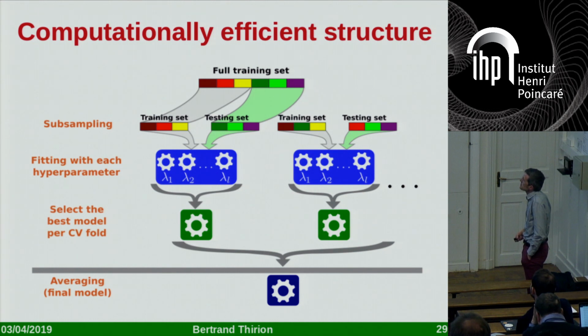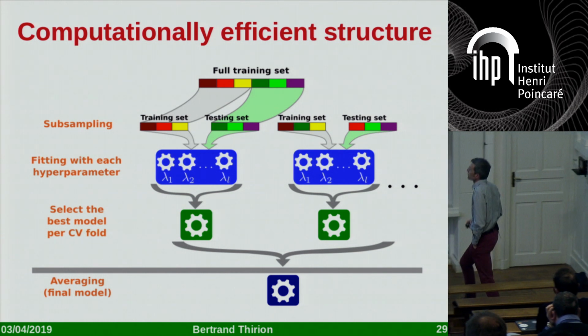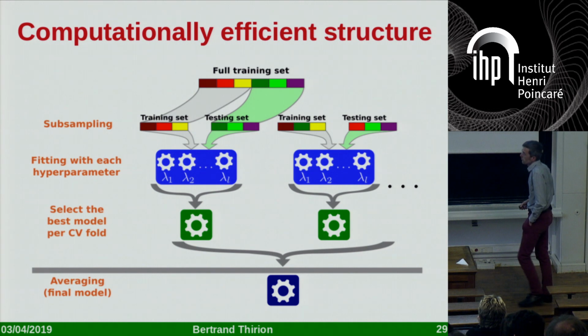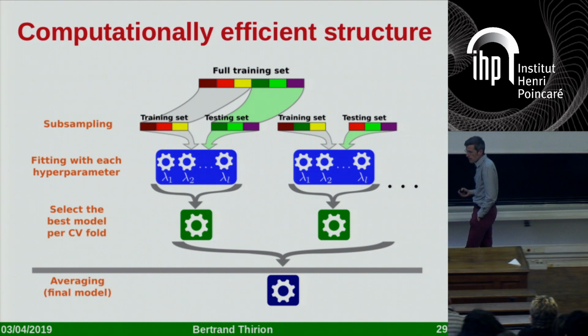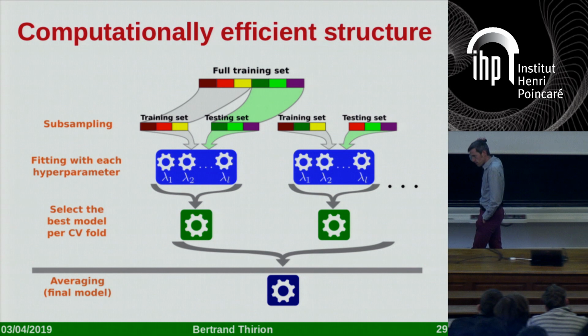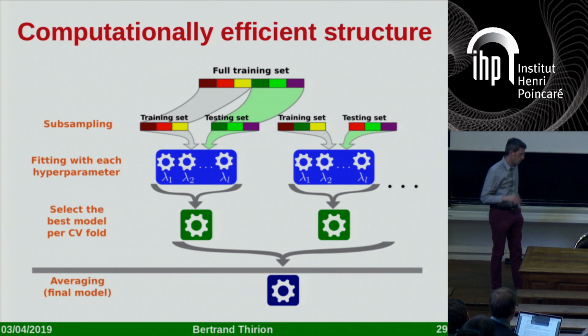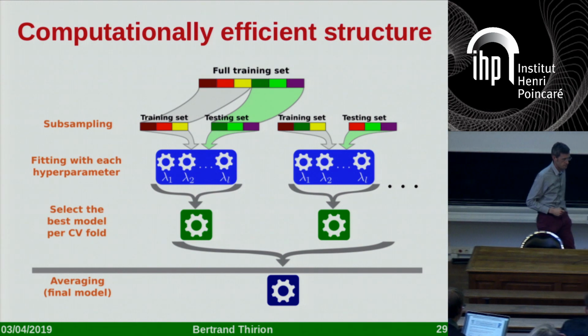Instead of picking the best lambda, you may just want to pick the best model. So for each fold of cross-validation, you will just pick the best linear model that you had among the different lambdas that you probed, and you just average these models. And with this, you don't have any refitting procedure, which makes it more efficient. It's a kind of mixing of bagging and cross-validation.